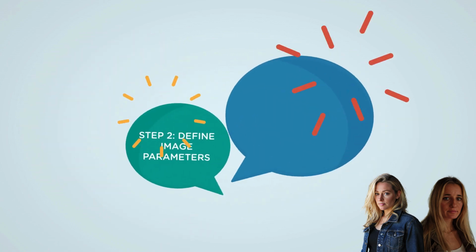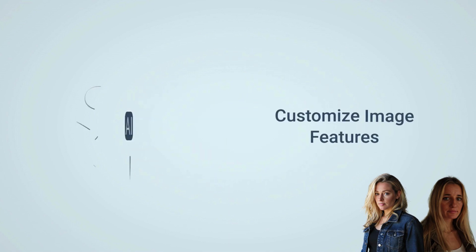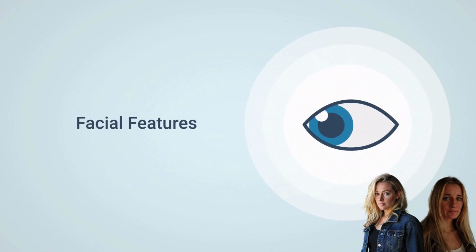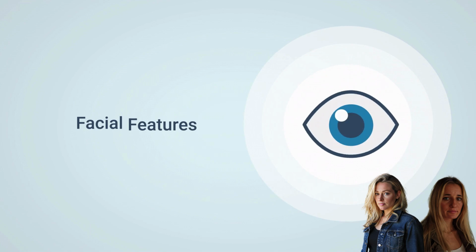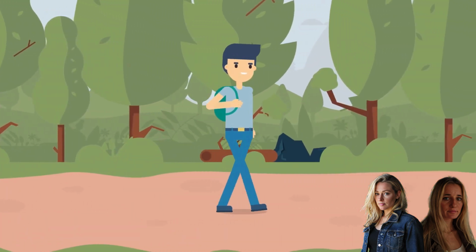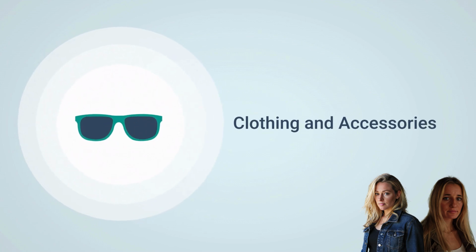2. Define your image parameters. Most AI image generators allow you to customize features like facial features, eye color, skin tone, hair type, age, ethnicity, and style, background and lighting, clothing and accessories.